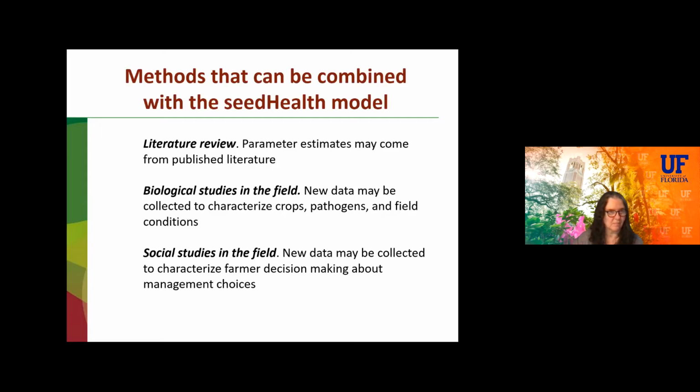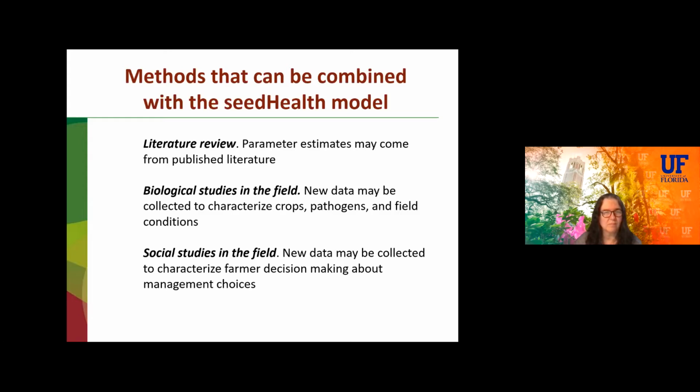So methods that can be combined with a seed health model. So a literature review can be used to get parameter estimates. Maybe there's very valuable information already available in publications that then you could use with the seed health model to see the implications of those estimates for seed degeneration and what kind of management is required.